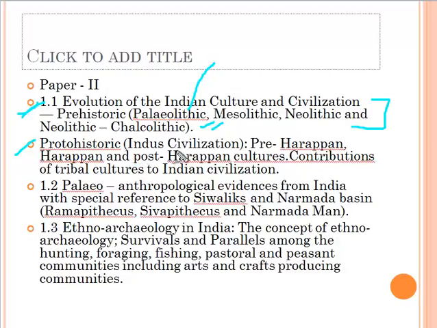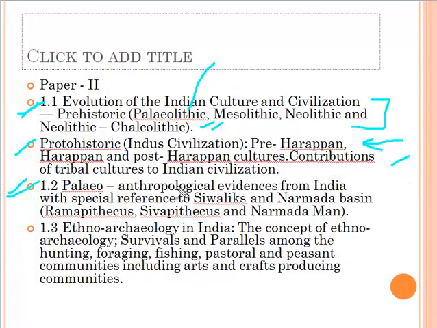Then proto-historic, Indus civilization, then pre-Harappan, Harappan, post-Harappan culture. So here fixed notes are there. Contribution of tribal culture to Indian civilization: how the tribal cultures have influenced the mainstream culture, and how the mainstream culture has influenced the tribal culture. This you will study here.